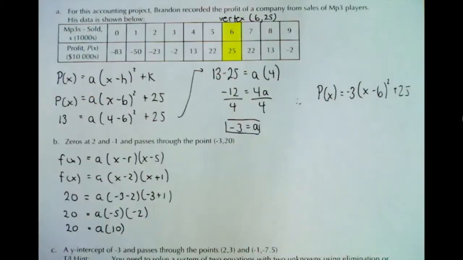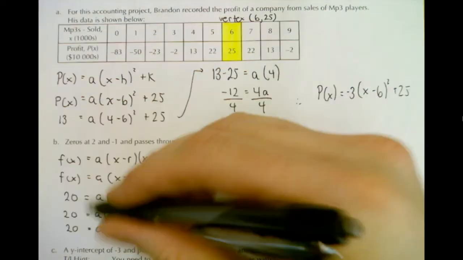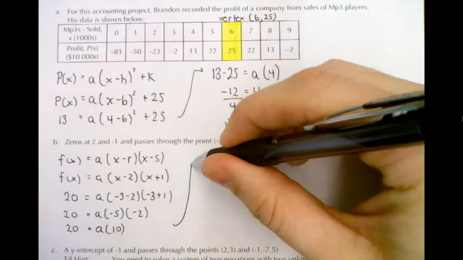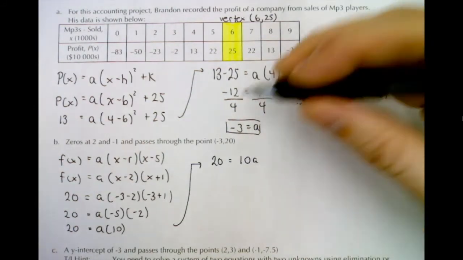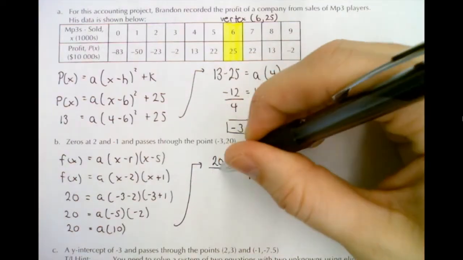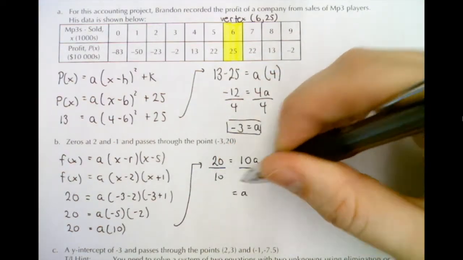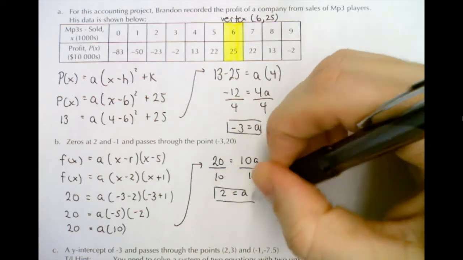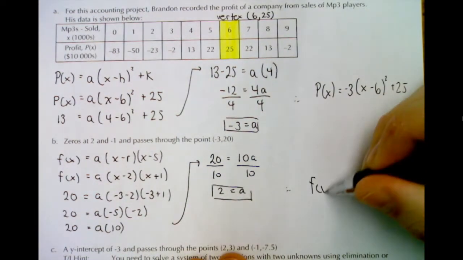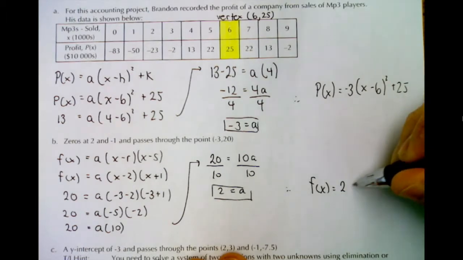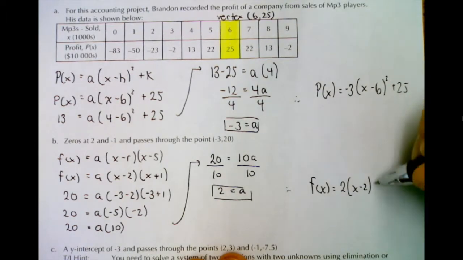We got to be careful with this last step. For some reason, people always subtract in this step. Since it's a times 10, I'll rewrite it over here. It's 10a. We divide the 10 away. We don't subtract 10. So a is 2, and therefore we can write our equation. F of x is 2 times (x minus 2) times (x plus 1).